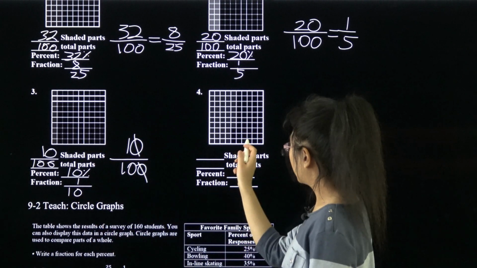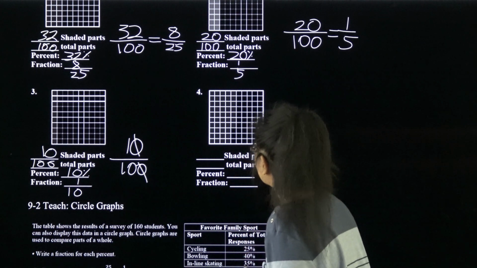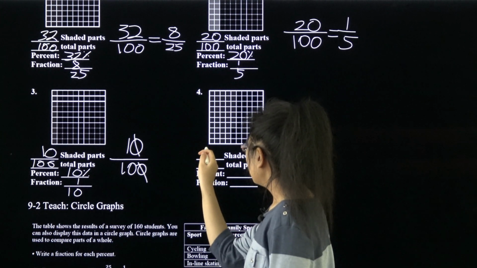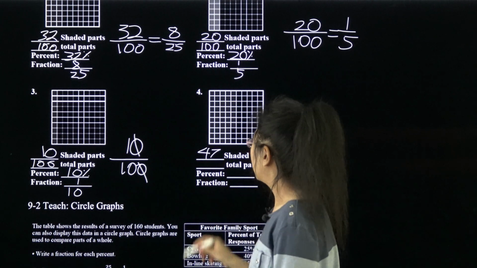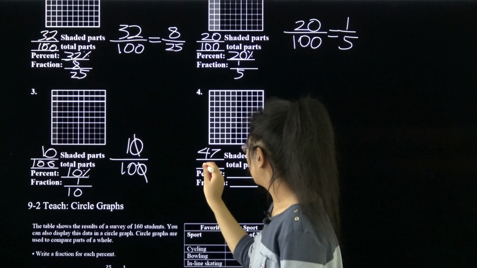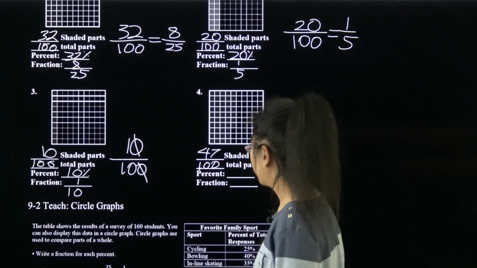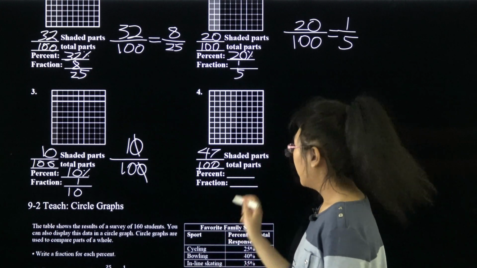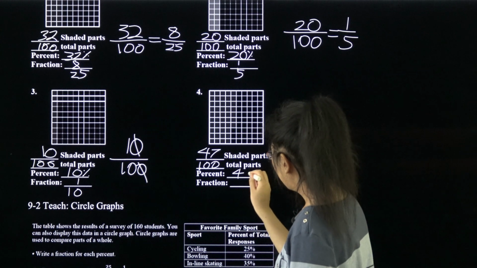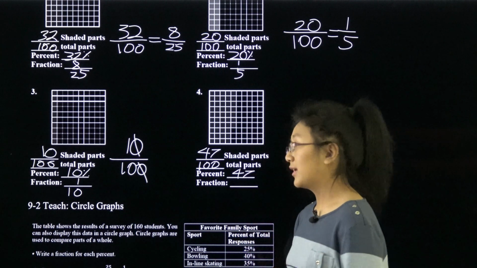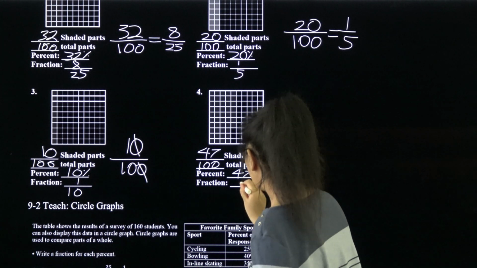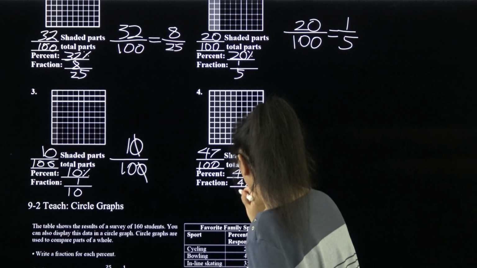Now, this one has a strange number. There's 47 shaded parts and 100 total parts. So the percentage is 47%. And because 47 and 100 do not share any factors, the fraction is already at its simplest, so 47 over 100.